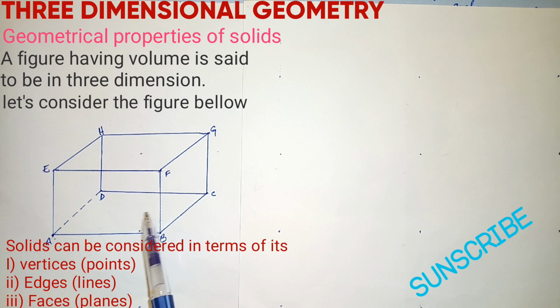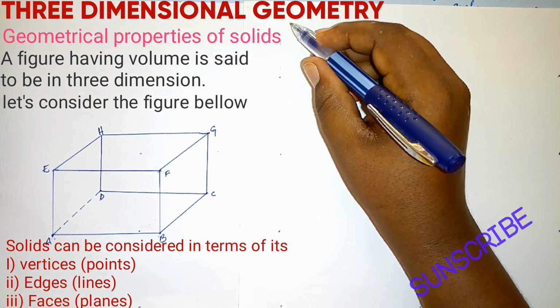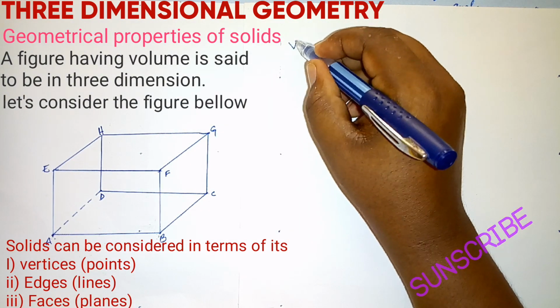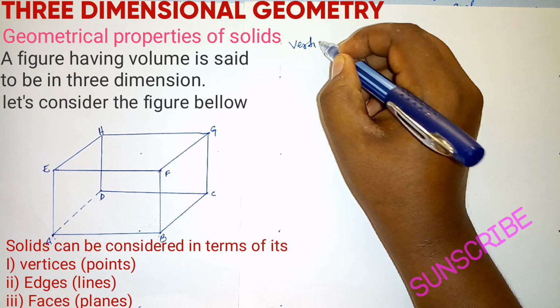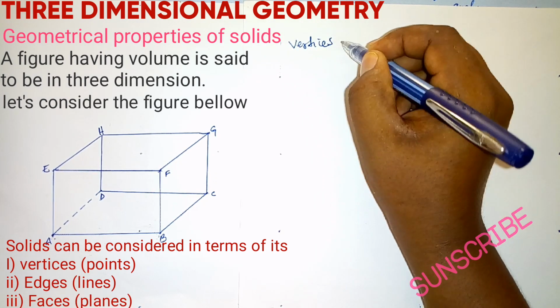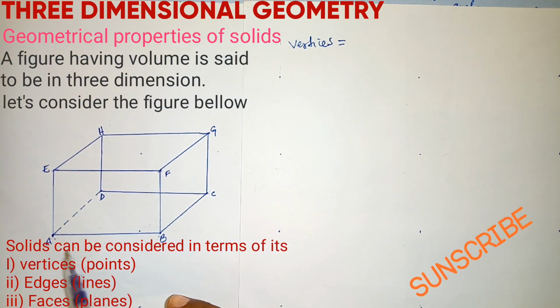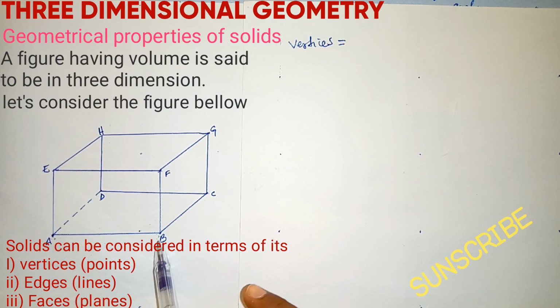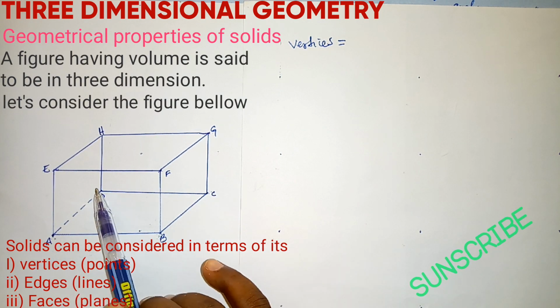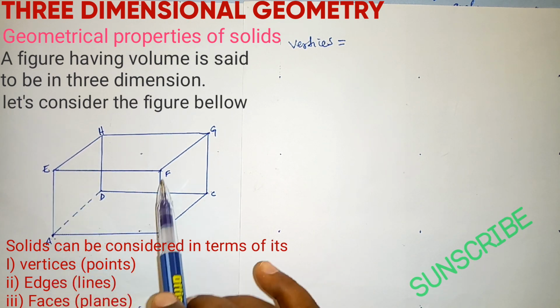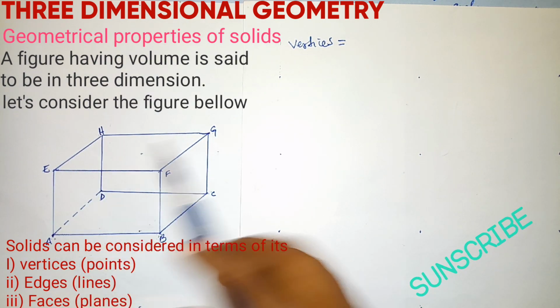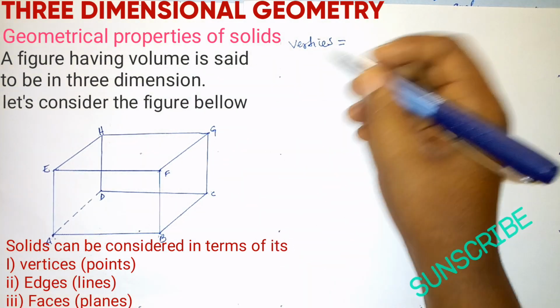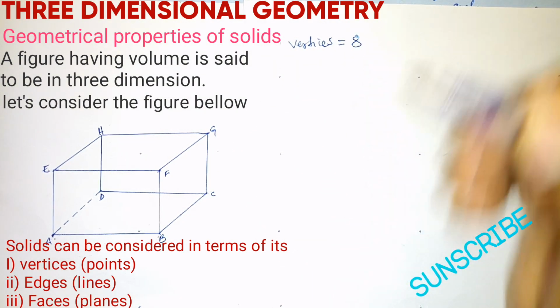Now using the same figure, we can get the vertices. We said vertices are the points, so we have 1, 2, 3, 4, 5, 6, 7, 8. So the number of vertices this figure has is 8.